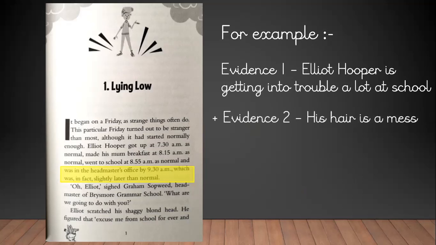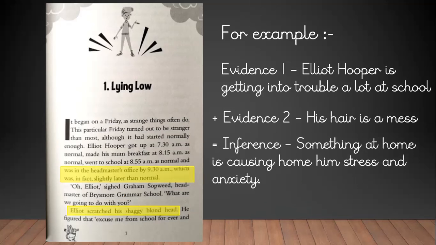Evidence number 2, his hair is a mess. It tells us that there: Elliot scratched his shaggy blonde head. So the word shaggy there referring to his hair, sort of uncut, unkempt, and untidy. So if I've got evidence number 1 added to evidence number 2, the inference that it equals might be that something at home is causing him stress and anxiety. He's getting in trouble at school. He doesn't seem to be taking care of himself. No one seems to be taking care of him before he leaves for school. That might suggest that something at home is causing him stress and anxiety.